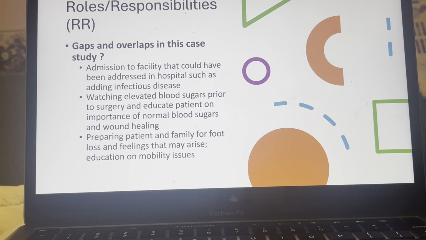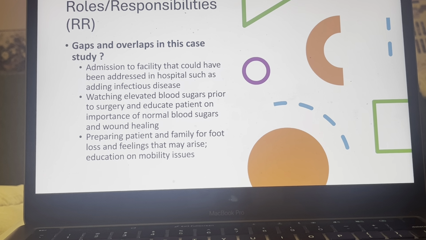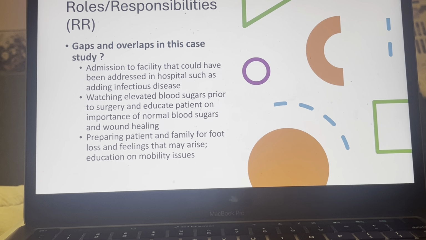We needed to watch his elevated sugars prior and educate him on the normal blood sugars and why it's important with wound healing. Also preparing the family for foot loss and feelings that might arise. They needed to be educated on mobility issues. I'm pretty sure none of that's done in this case.